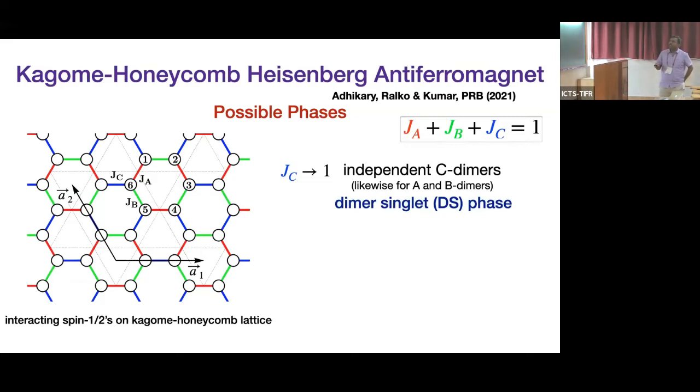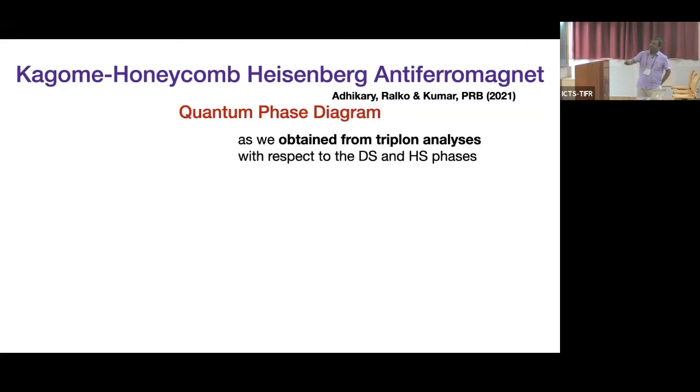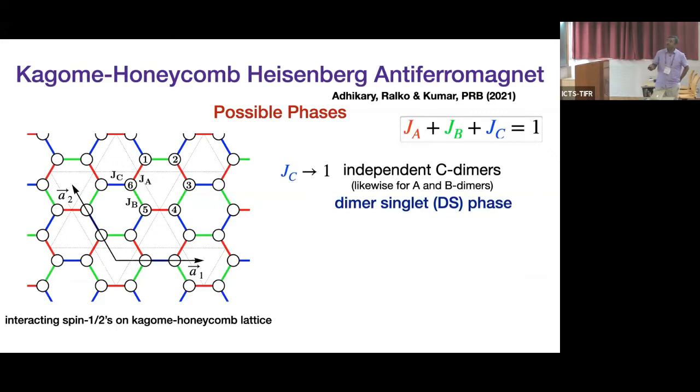So one simple limiting case of this model problem is, imagine JC is 1, which means JB and JA are 0, for instance. So if your blue bonds are all the strongest ones and the others are, let us say, ideally 0, then this is just a collection of independent dimers, which means a pair of spin halves interacting antiferromagnetically, and there are plenty of them forming this lattice. Then naturally the ground state is a direct product of singlets on each of these blue bonds.